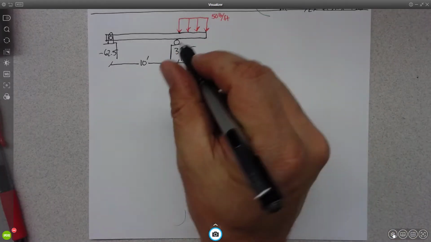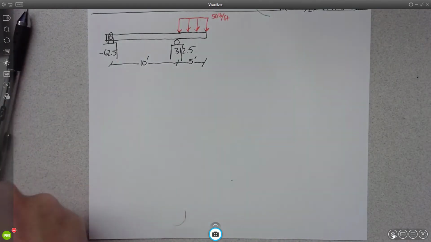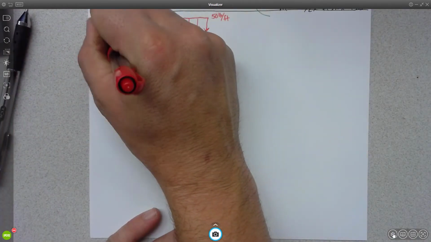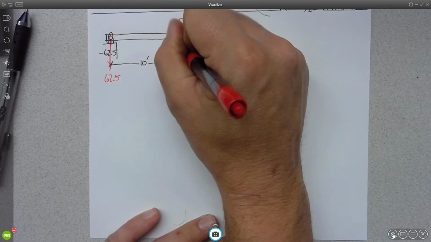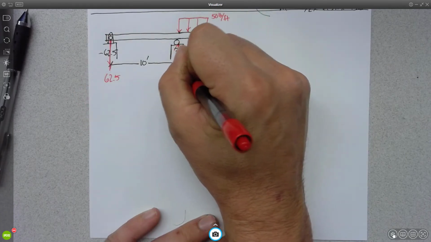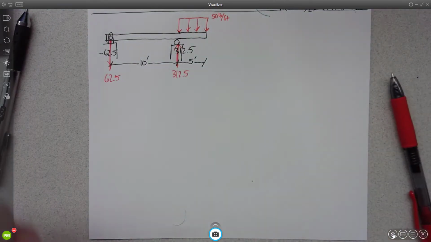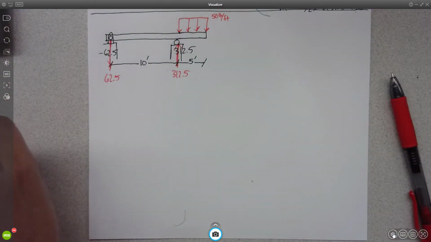Sorry. Negative 62.5, so that means this guy's going down 62.5. This guy's going up 312.5. So from here, what did you do? Did you do it graphically or did you go equations?